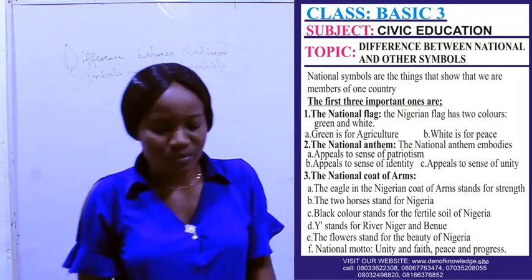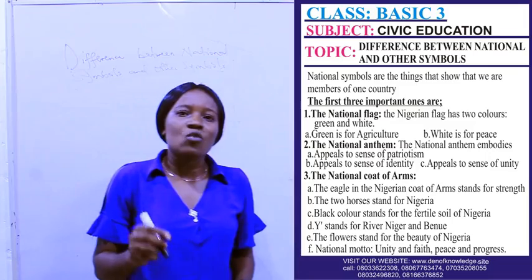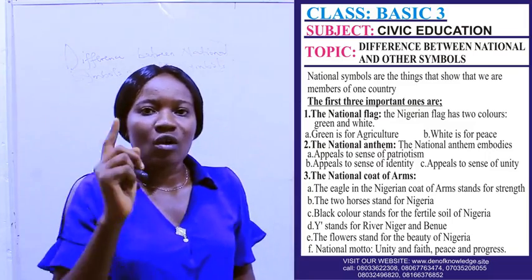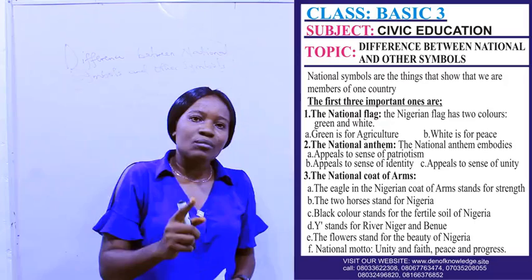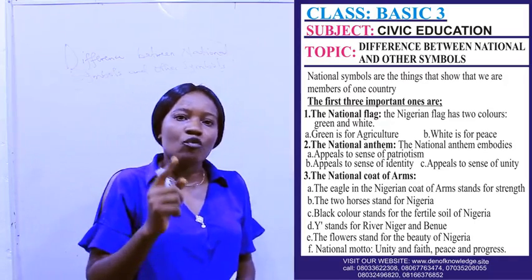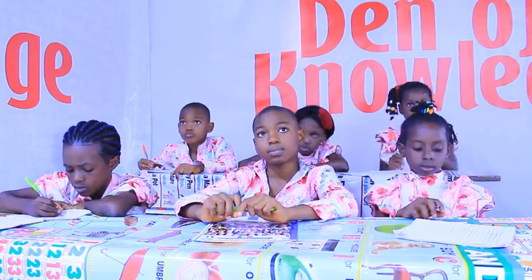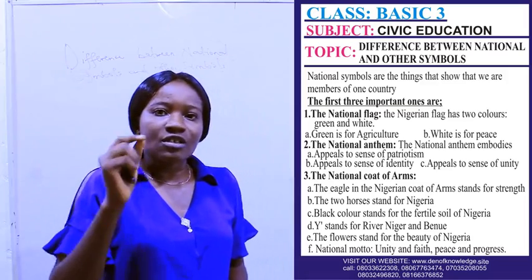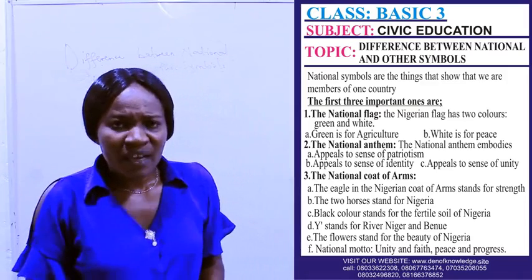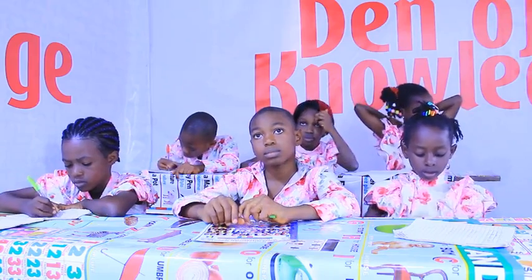What are national symbols? National symbols are those symbols that show that we are members of one country. Then we'll look at the first 3 important national symbols. There are still other ones.